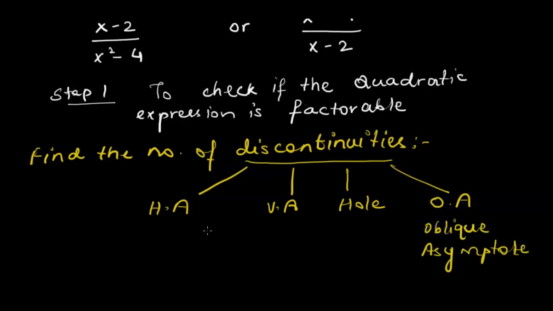In the previous lessons we have already covered horizontal and vertical asymptote types of discontinuities. Now when it comes to linear over quadratic or quadratic over linear types of rational function, we would be able to see oblique asymptote and hole type of discontinuity as well. And let's see what type of questions would contain a hole or oblique asymptote.